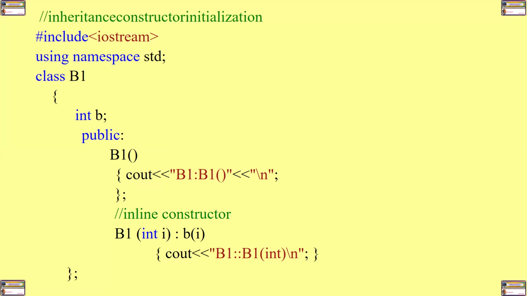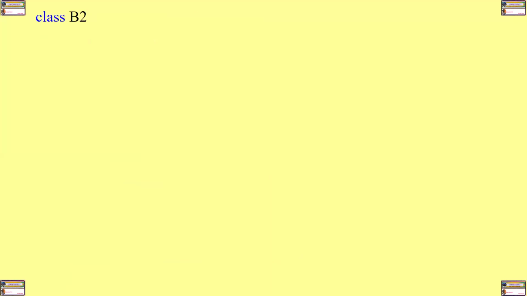As you can see, we have a constructor called B1 with the definition, as you can see, and we also have an inline constructor, B1, which is a constructor with a similar name, the name of the class B1. We also have another class called B2. It has a member called B of type integer.